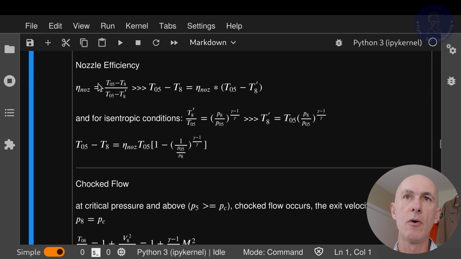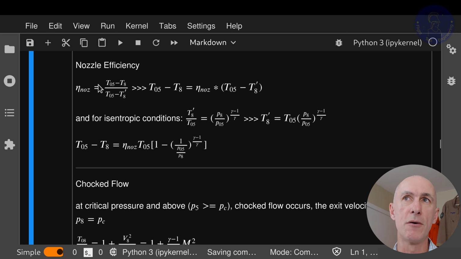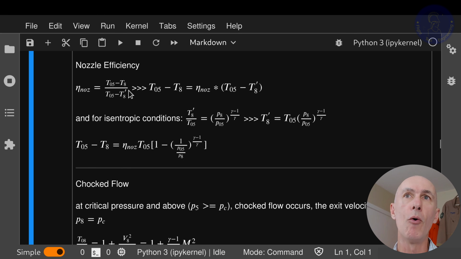Next, we know the nozzle will dissipate energy from the flow through friction, the same way as we modeled on various components already. So the nozzle efficiency is going to be defined by the actual temperature drop, T05 minus T8, over the ideal temperature drop, T05 minus T8 prime, as if the expansion was isentropic. We can rearrange this to isolate the actual temperature drop, T05 minus T8, and let's keep this aside for a moment.